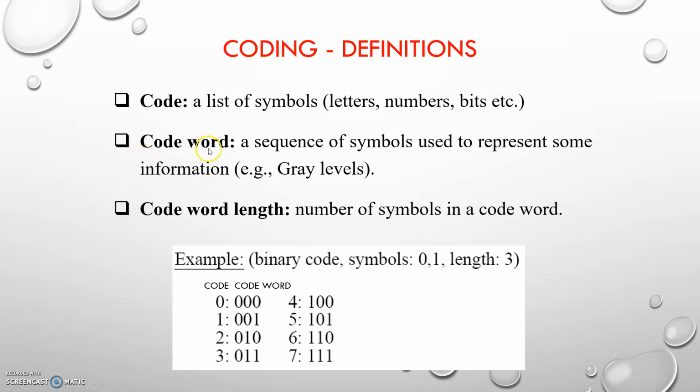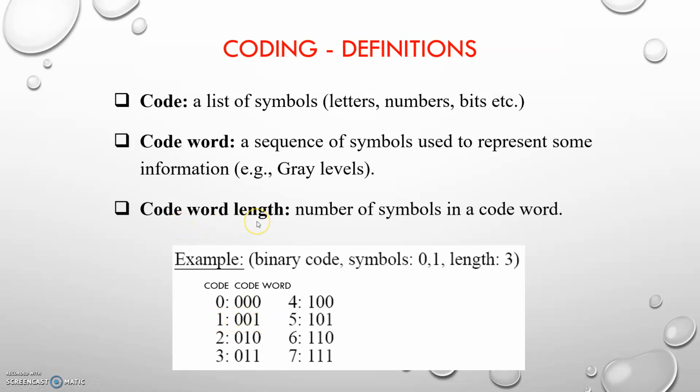Next is the code word. Code word is nothing but a sequence of symbols which are used to represent the information. Like you use gray levels. So what are gray levels used for? They are used to represent the intensity values. So that is nothing but the sequence of symbols which you use to represent a particular information. Like here, if you see, the code word for 0 is 000, for 1 is 001. So that is all the code word.